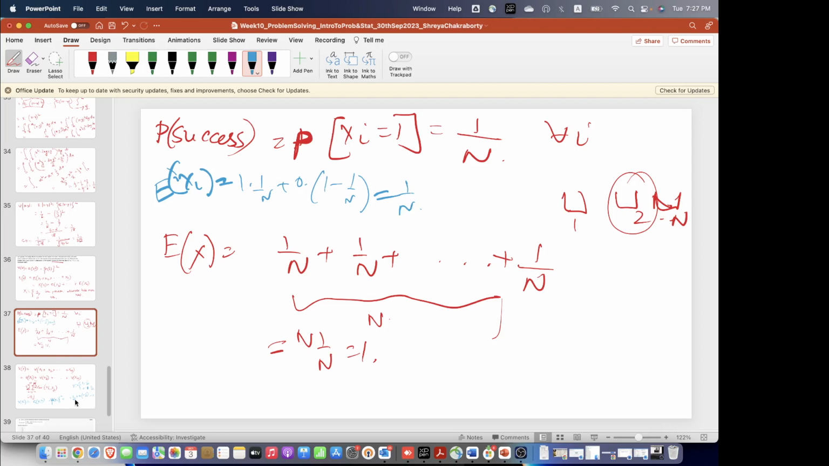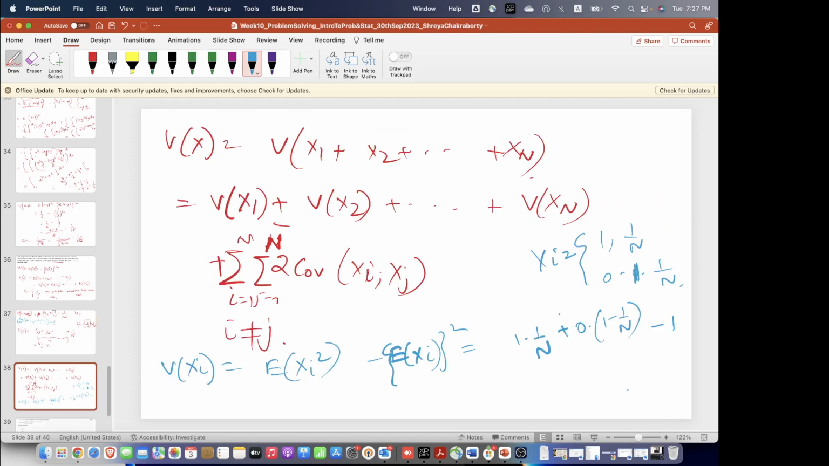All right, so here there was a problem. Here we have 1 square, 0 square, and the whole square of 1 by n. So what we would have is n minus 1 by n square. This is the variance of each of the ith terms.